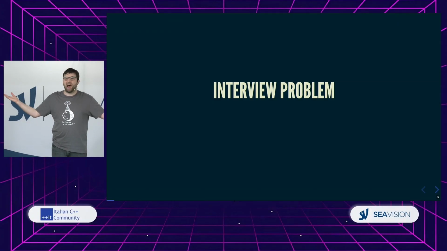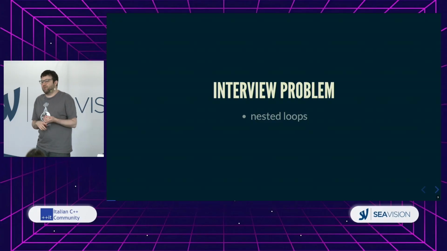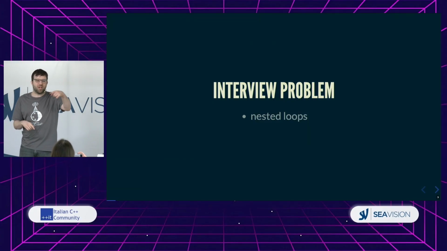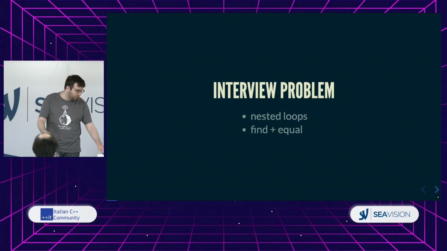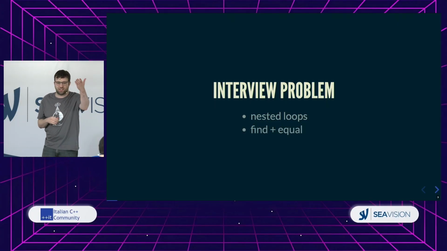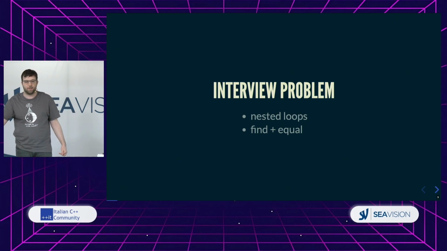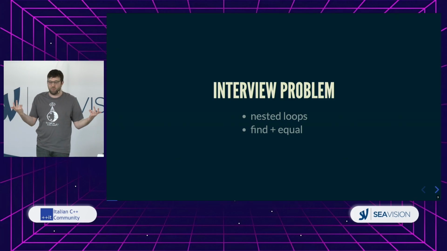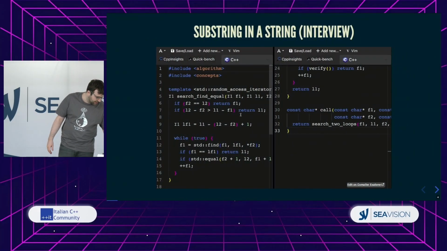Okay. I would expect them to write one of two things. I would either expect two nested loops, where we check the first character and then we check the rest. Or we go find plus equal, so the equal is a sort of memcmp, but we first call find. So, one of two possible solutions. Assuming I was writing them, I'd be writing something like this.